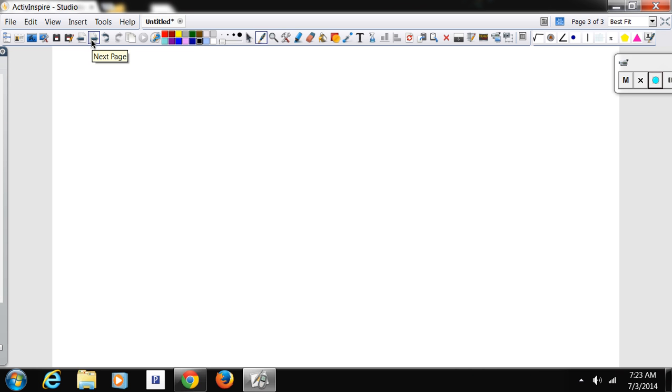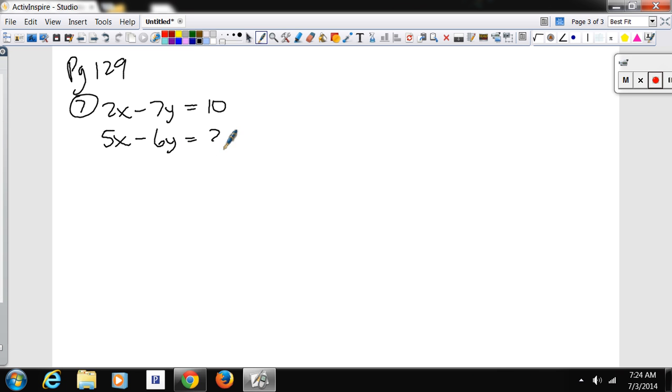Page 129, you're going to be doing 7 through 12. Here's 7. It's 2x minus 7y equals 10, and 5x minus 6y equals 2. This is a review of Algebra 1. We need to eliminate here. We need to get rid of one of our variables.